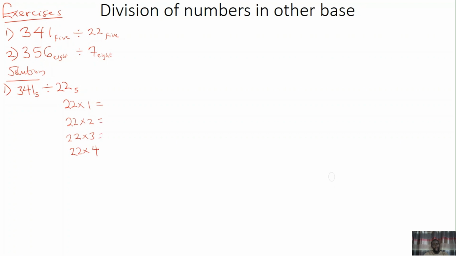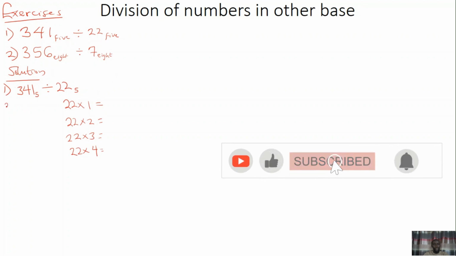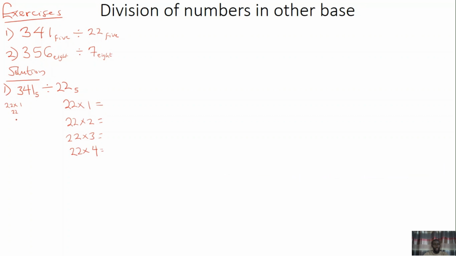Now let's quickly find out what this will be. If we say 22 times 1, you can watch my video on multiplication in other bases. We say 1 times 2 is 2. We're going to write it directly because this 2 is not equal to and not greater than the base which we are working with, that is base 5. So 22 times 1 in base 5 is equal to 22.